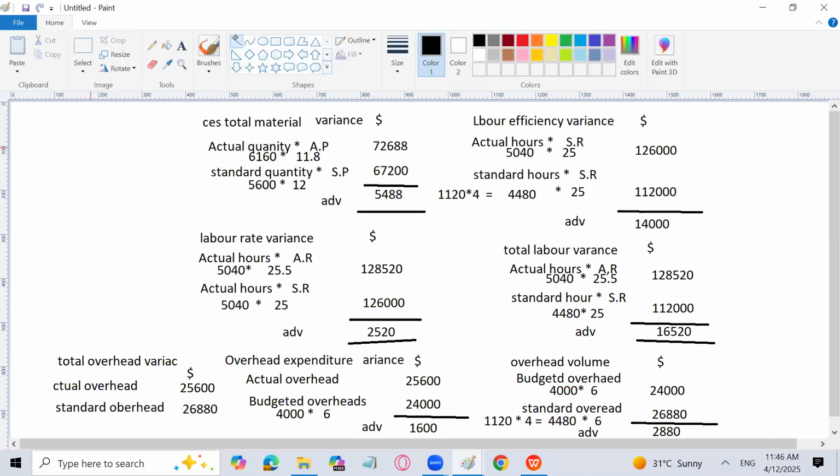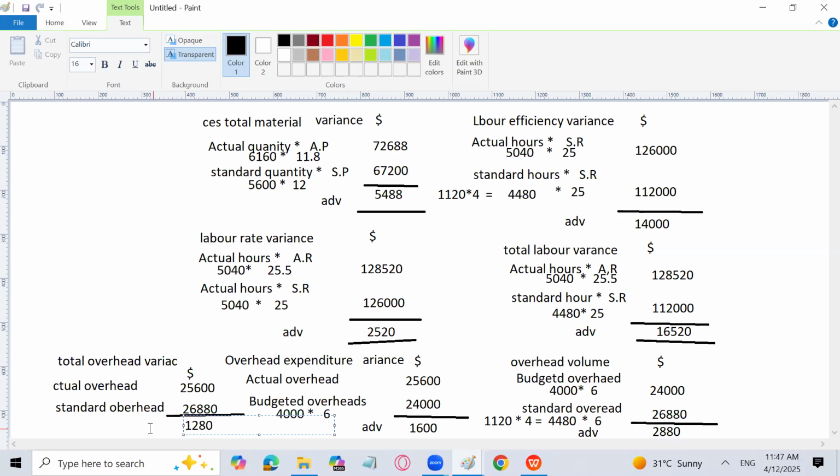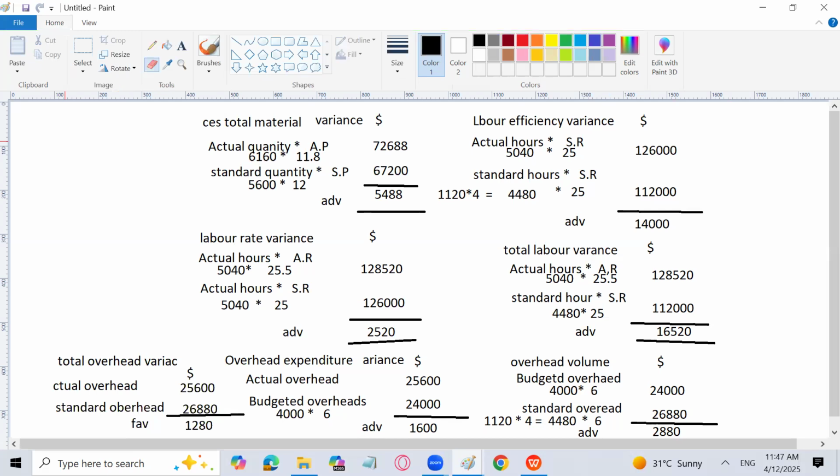So what is the difference now for the total overhead variance? 1280. So 1280, and it comes negative. That's why it is favorable. It is negative, or... This is positive, adverse. This is favorable. Okay, we have done it wrong. Actually, this is favorable.